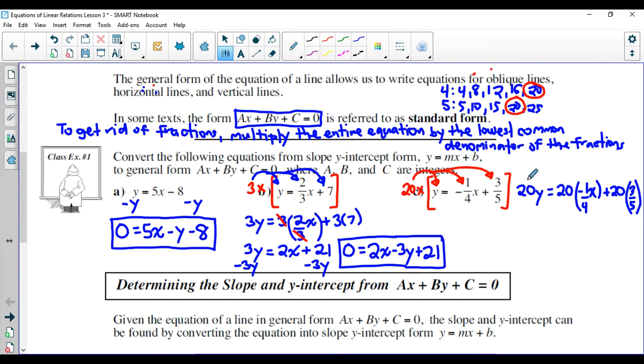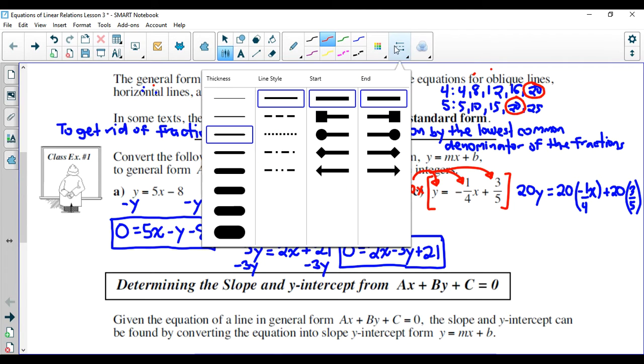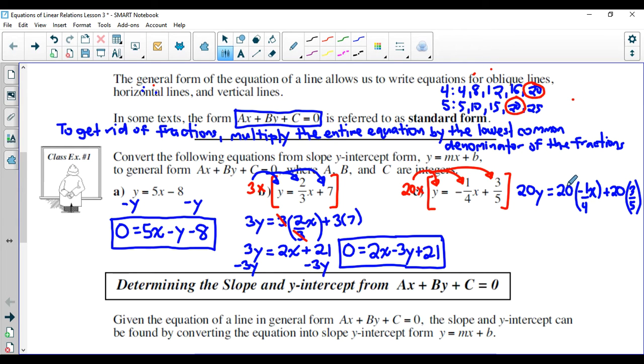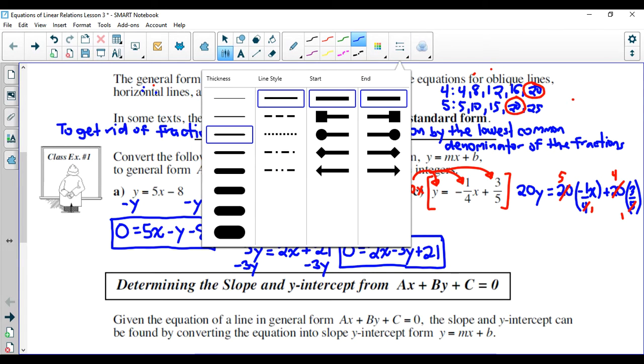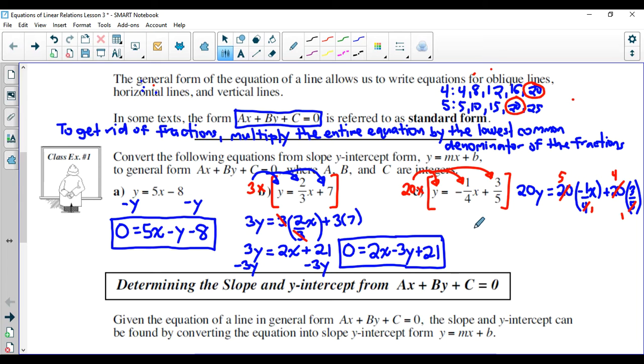Just put some curves on that x there so it looks more like an x as opposed to a multiplication symbol. Okay, so we're going to reduce these fractions a bit here. So if I look at this, in this fraction, 20 divided by 4 would actually reduce to a fraction that is 5 over 1. And for this fraction, 20 divided by 5 would reduce to a fraction that's 4 over 1.